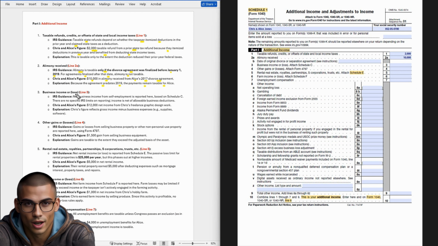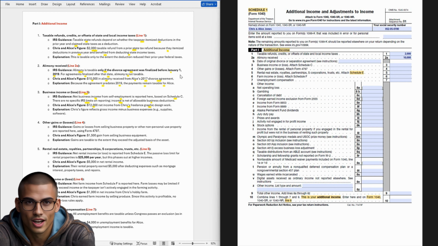Next, on line 3, we have business income or loss, and the guidance from the IRS on this is that the net business income from self-employment is reported here on this line based on your Schedule C. There is no specific IRS limit on reporting. Income is net of allowable business deductions. So this means that your income minus your deductions is what you're going to be reporting. Chris and Alice, $12,000 net income from Chris's freelance graphic design work.